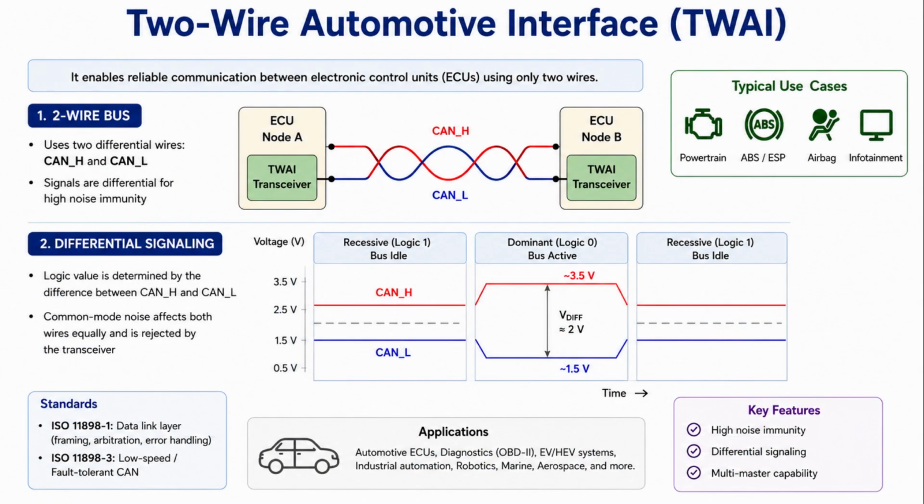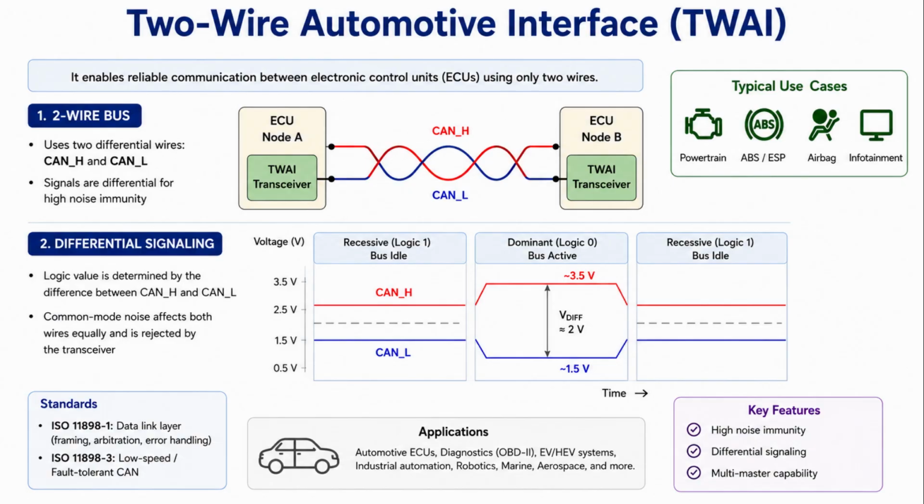Next we have TWAI. TWAI is an alternative name for the CAN interface. CAN is very common in automotive and industrial systems. The physical bus uses two differential lines, CAN H and CAN L. The reason for using differential signaling is excellent noise immunity. If external noise affects both wires in a similar way, the receiver can largely cancel out that common noise.